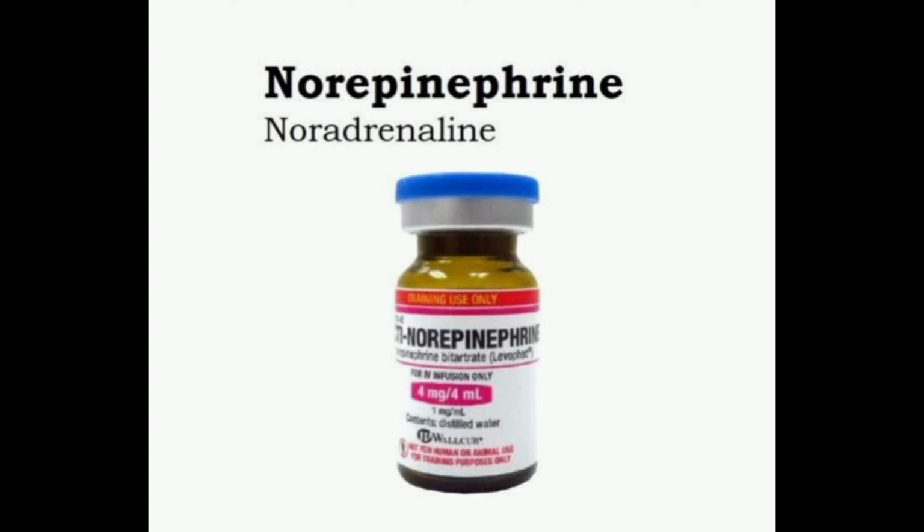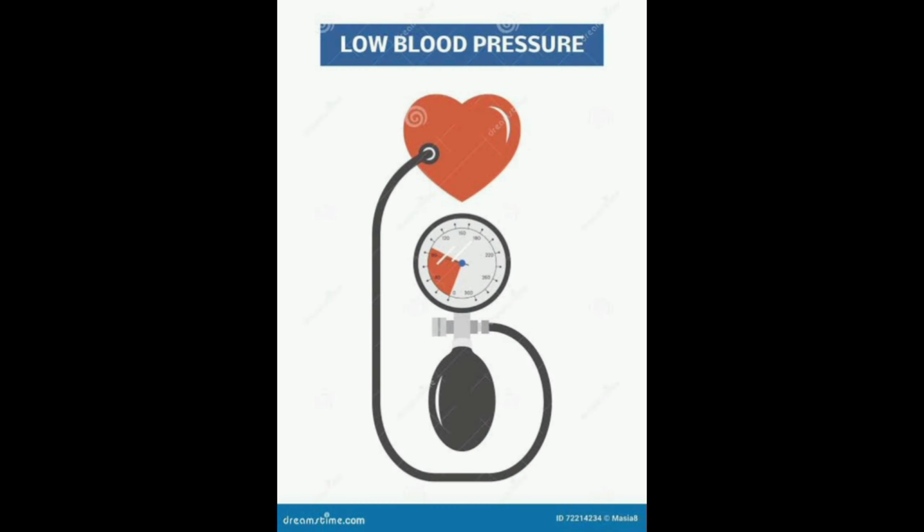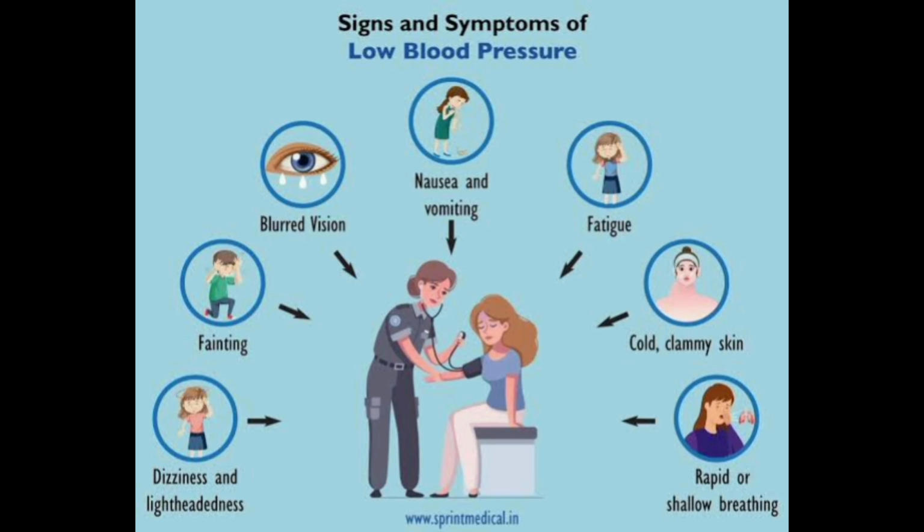During the noradrenaline infusion, we need to monitor the blood pressure at regular intervals. If the blood pressure goes very low in our body, it will produce some symptoms like dizziness, fainting, blurred vision, nausea and vomiting, fatigue, cold and clammy skin, rapid or shallow breath.